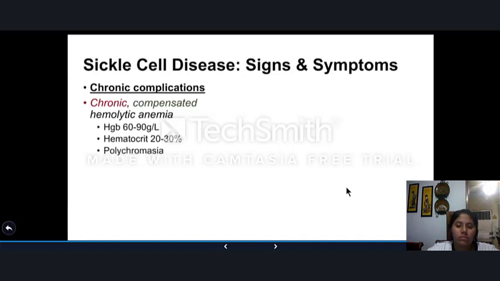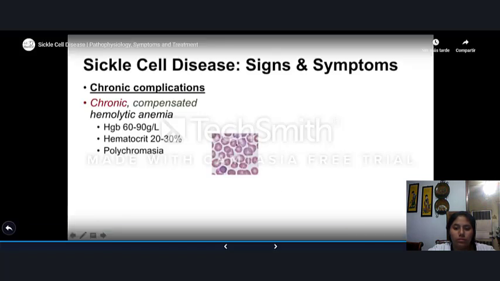These patients, when you look at a blood smear, the cells can be polychromatic or have polychromasia. So when you look at them, they can be different colors. So on the blood smear, you can see here's some normal cells, and you can see these other cells that are different colors. So that's essentially what polychromasia means.